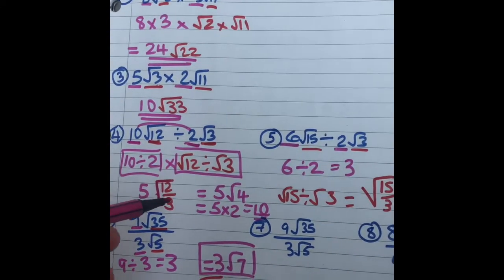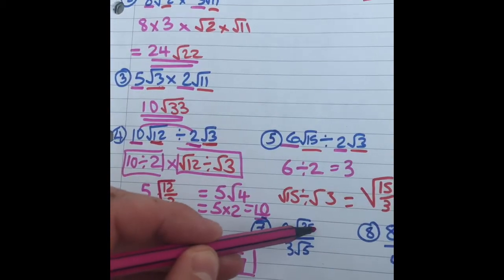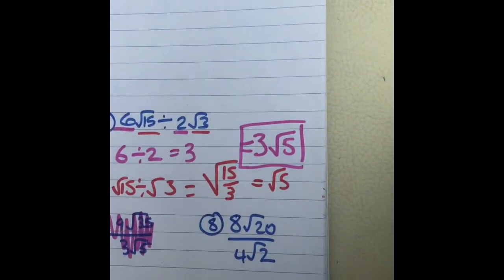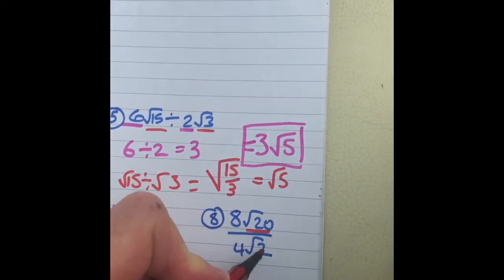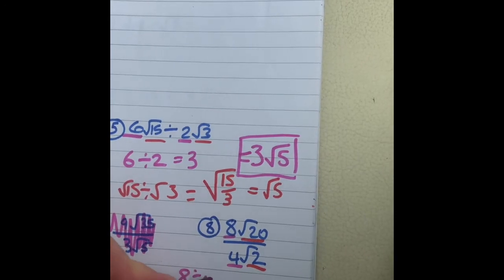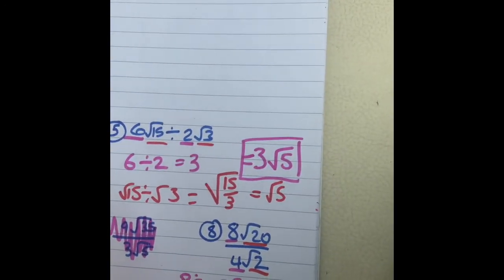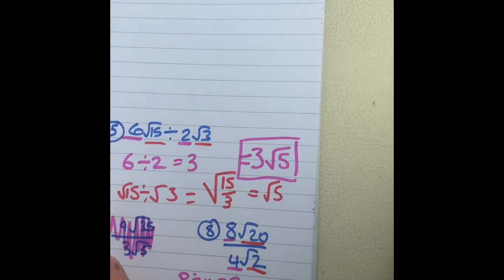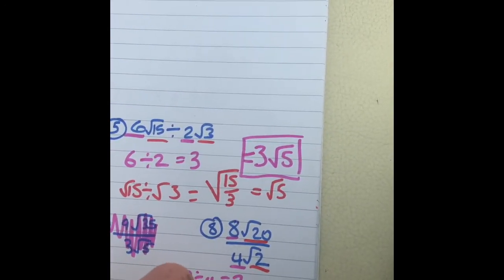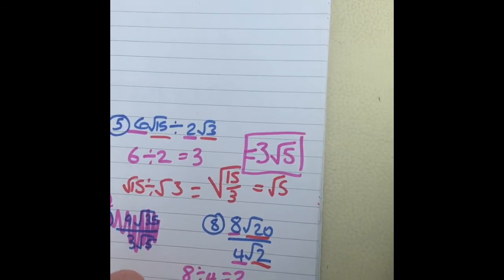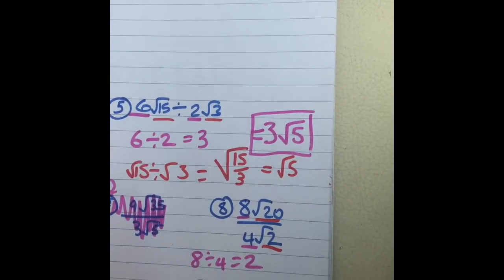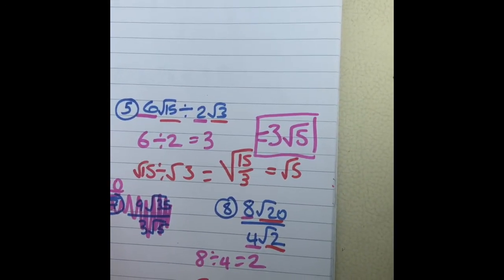Next one. For some reason that's the same, so we don't need that one. It's the same question. Next one, finally. So underline again, the root and the number. 8 divided by 4, which is 2. And then root 20 divided by root 2, which is the same as square root of 20 over 2. And we know that to be root 10. And then we need to put that together with the 2. So the answer to that question is 2 root 10.